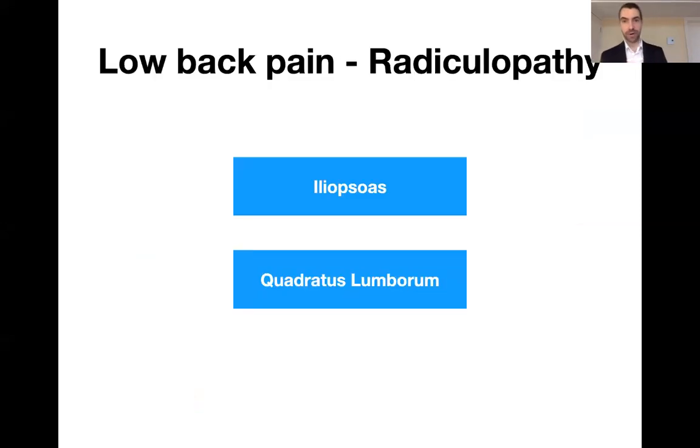So that's very important. Okay, so let's take a look at some muscles that are relevant to the back pain and for the herniated discs. These two muscles here mimic radiculopathy. So let's take a look at the drawing of the referred pain pattern that they have, okay? Those muscles are iliopsoas and quadratus lumborum.